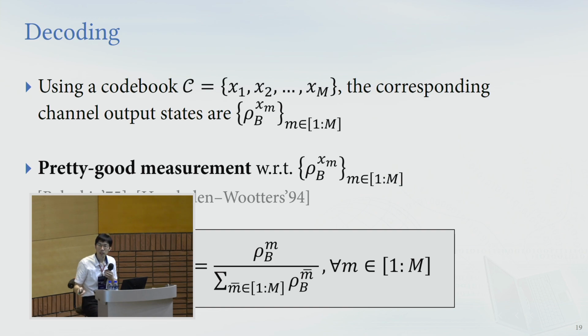The POVM element is just this: rho_B indexed by small m over the sum of possible quantum states at the channel output, and this is the non-commutative quotient. So you can see that this POVM element is somehow proportional to the sent state rho_B indexed by small m. It's linear in the argument in the numerator. So that's a pretty good measurement.